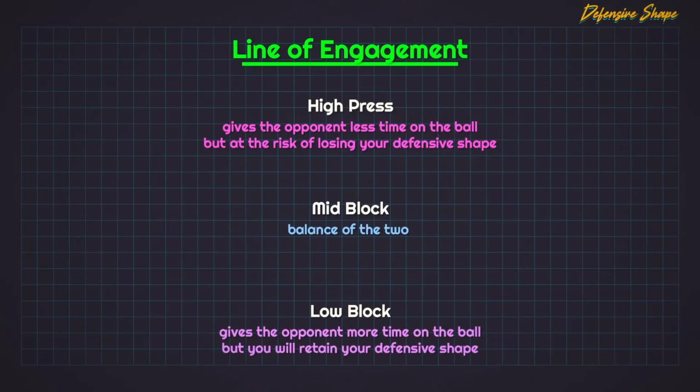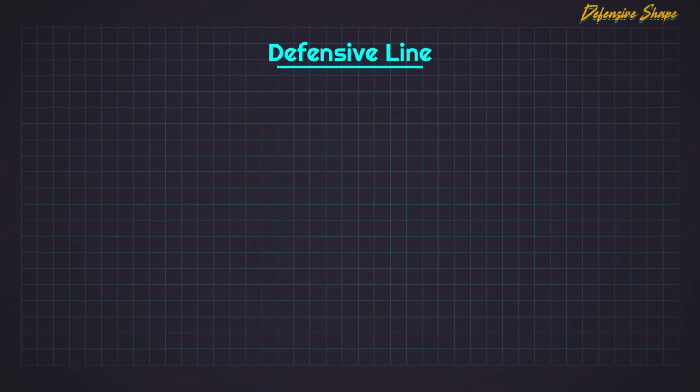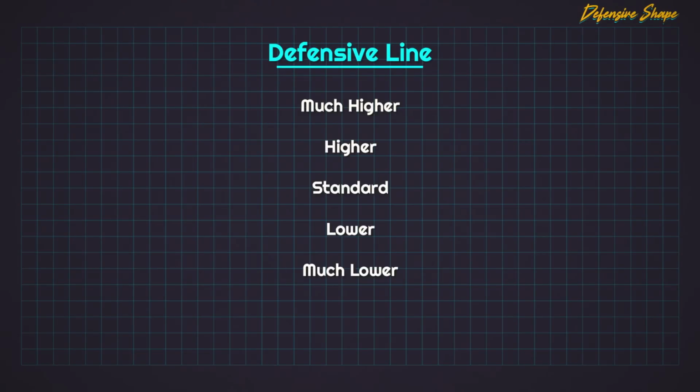A mid block is the balance of the two. It's not quite as aggressive as a high press, but it's not as passive as a low block, and your players engage just ahead of the halfway line. To create your team defensive shape, the line of engagement you set works together with the defensive line you set. There are 5 options you can choose: much higher, higher, standard, lower, and much lower.